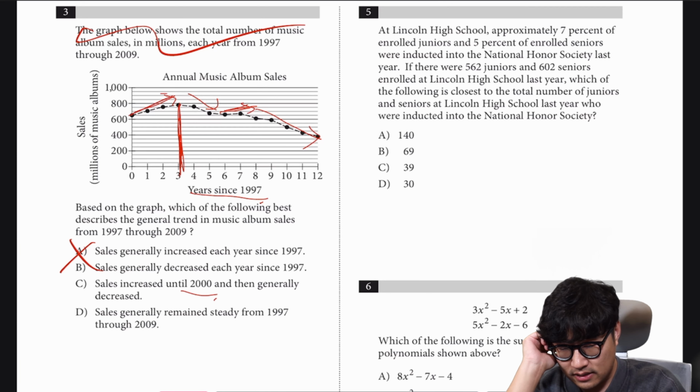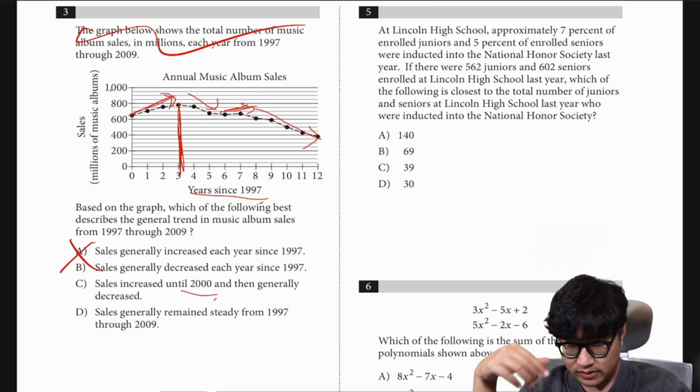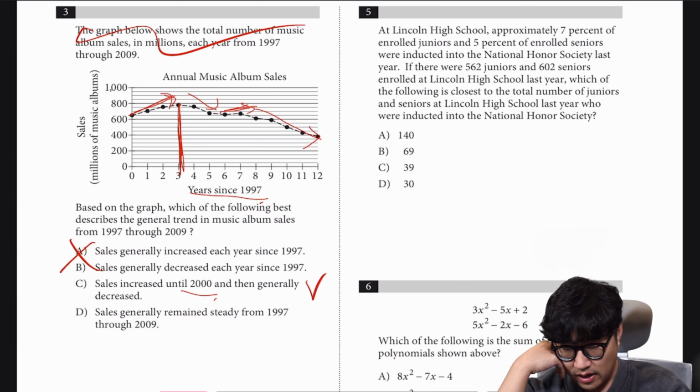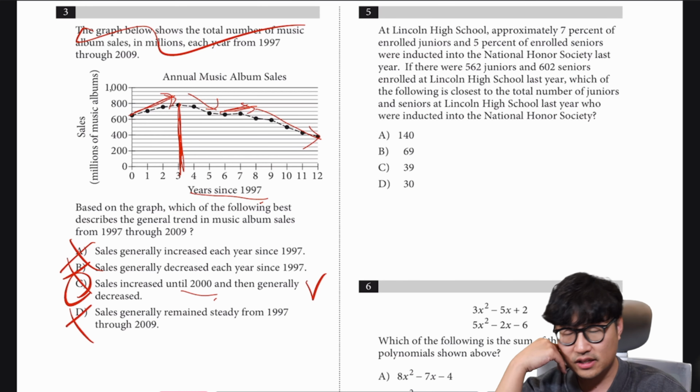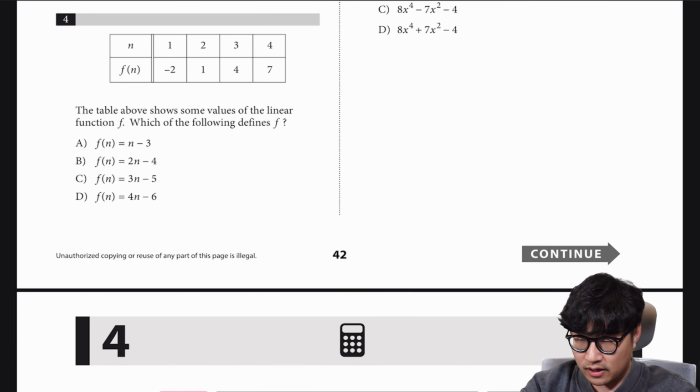Yeah, and that actually increased. And then overall, after that, it generally decreased. Yes, so that seems probably okay. And the sales generally remain steady? Oh, hell no. Everything's all wrong. C it is. All right, number 4, table.